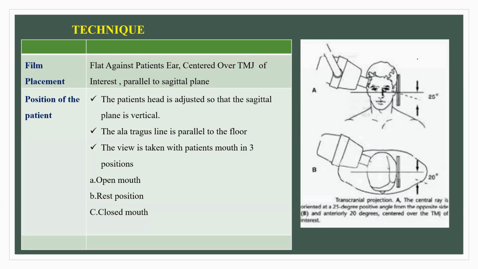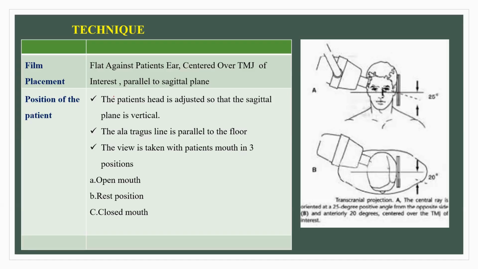How are we going to place the film? So you can see in this picture the film. So this is how the cassette will look like. Or the film you can see over here. It is placed flat against the patient's ear, center of the TMJ of interest, parallel to the sagittal plane. This will be a sagittal plane, and this is how this cassette will be placed. Okay, the film will be placed.